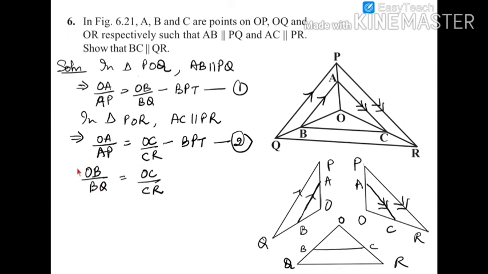Now find in the figure where these ratios belong. OB upon BQ is equal to OC upon CR. So in this triangle, two sides are divided in equal ratio by line BC. So by converse of BPT, we can say that BC is parallel to QR.